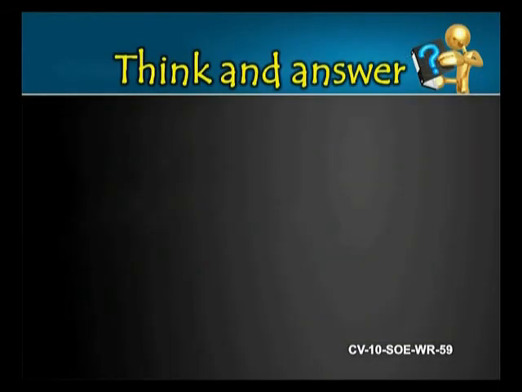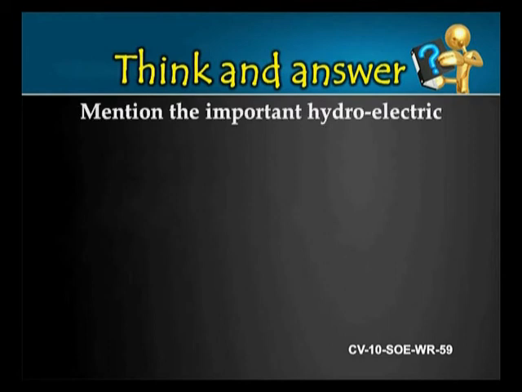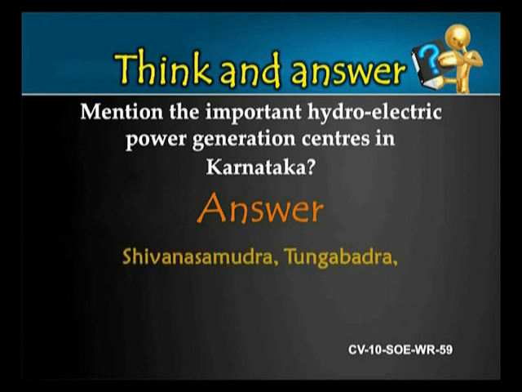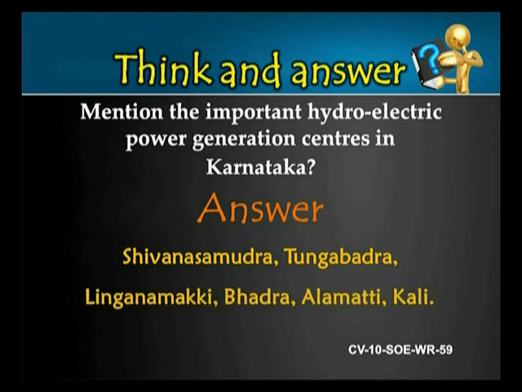Now is the time to think and answer, children. Come, let's work on it. Number 1. Mention the important hydroelectric power generation centers in Karnataka. Here is your answer. It is Shivanasamudra, Tungabhadra, Linganamakki, Bhadra, Alamatti and Kali.